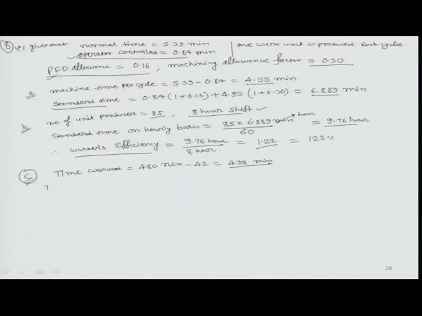Now, total machining time is equal to the number of units produced, 85, multiplied by the machining time per cycle, 4.55 minutes. So it will be equal to 386.75 minutes. Now, total operator time.